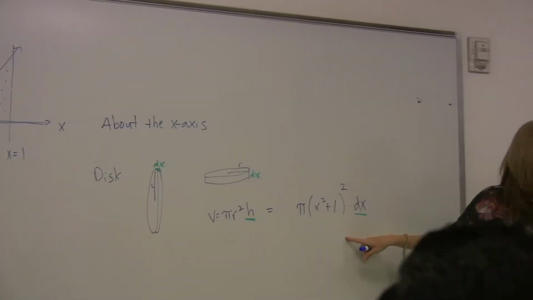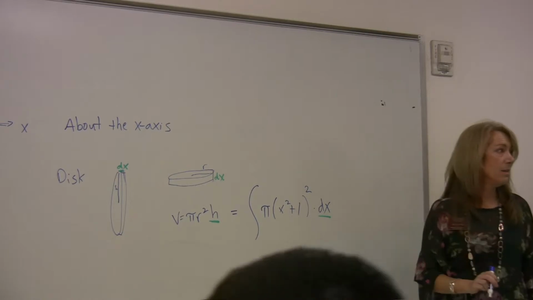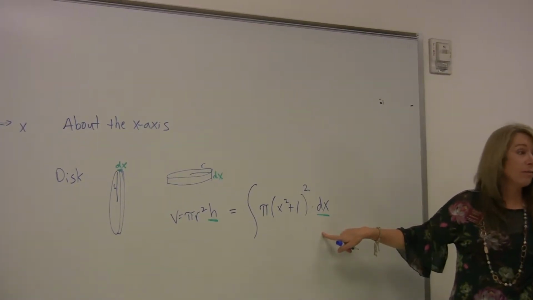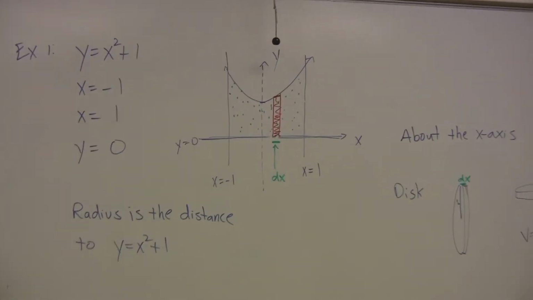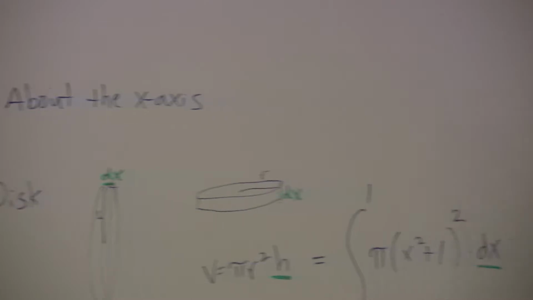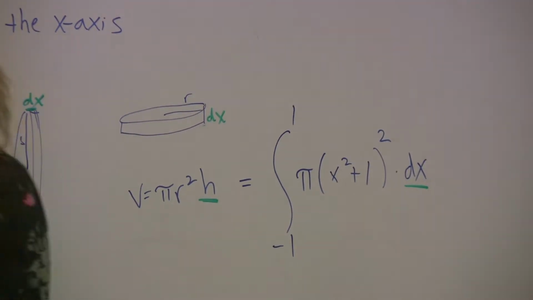And that's just for one slice. This means I want to add up all the slices. And since this is a dx, starting from where and ending at where? Negative 1 to 1. A lot going on there.